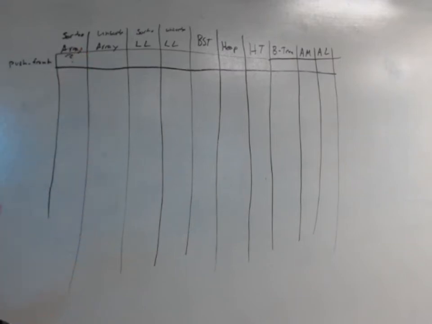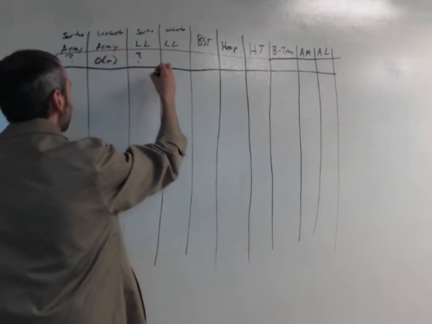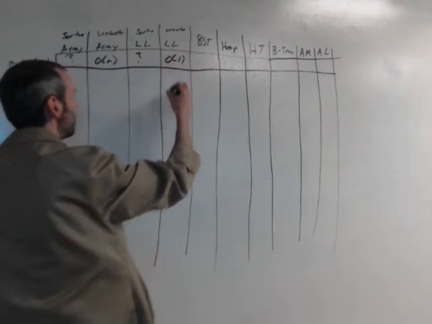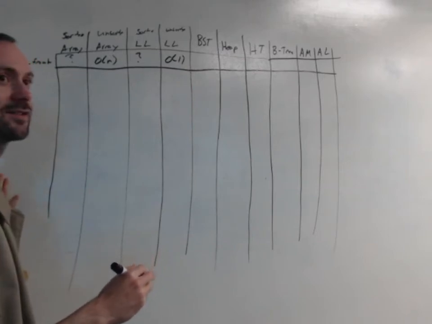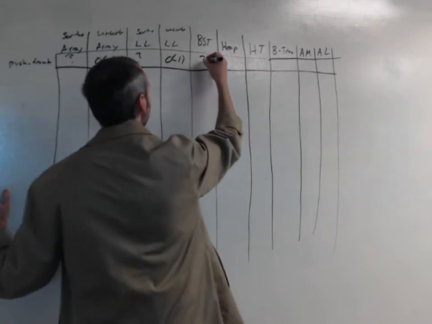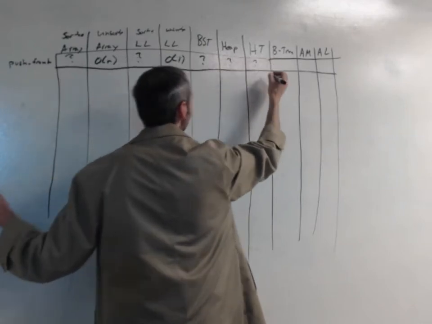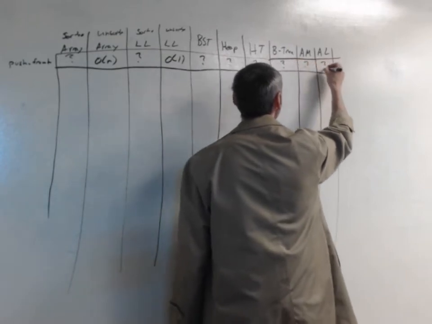How about an unsorted array? You want to push to the front? Rather not. Sorted linked list makes no sense. Unsorted linked list? Oh, that's actually O(1). Okay. Push to the front of a binary search tree. Does that make any sense? No. How about a heap? Hash table? A B tree? No. These don't make any sense.